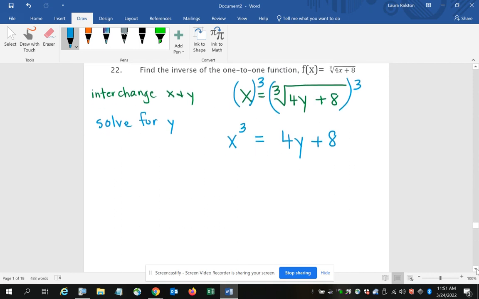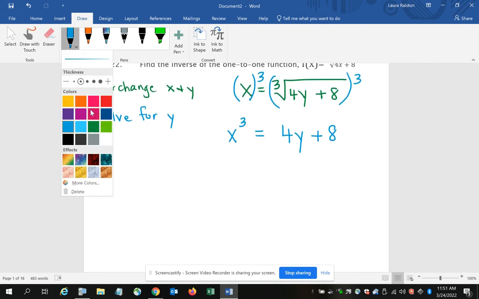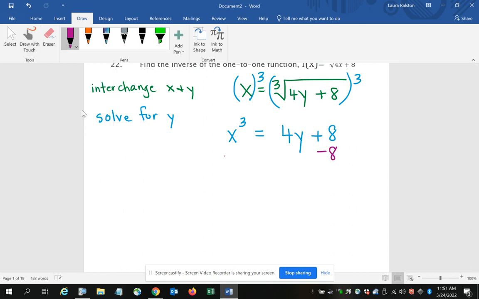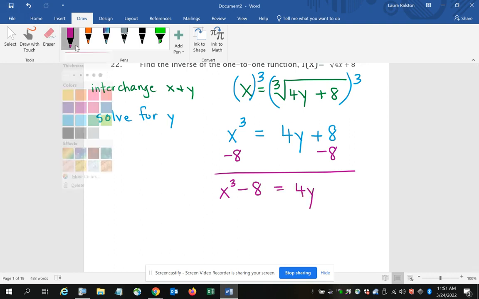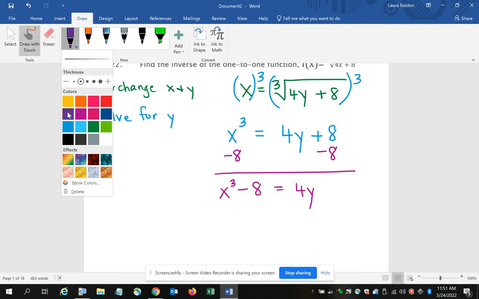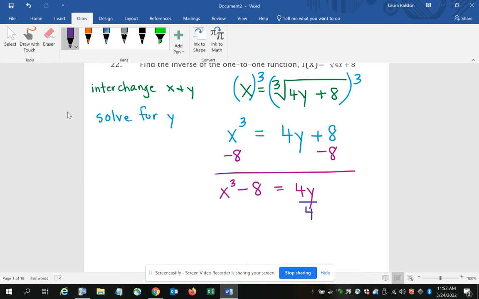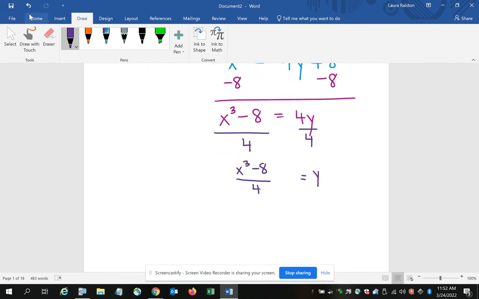Again, I'm attempting to solve for y, so I'm going to subtract 8 from either side. So I have x to the third minus 8 equals 4y. I then need to divide both sides by 4, again to isolate the y. So I end up with y equals (x to the third minus 8) divided by 4, which represents f inverse.